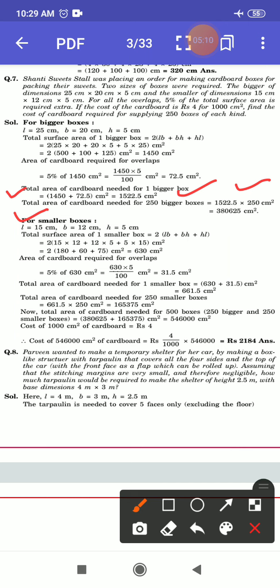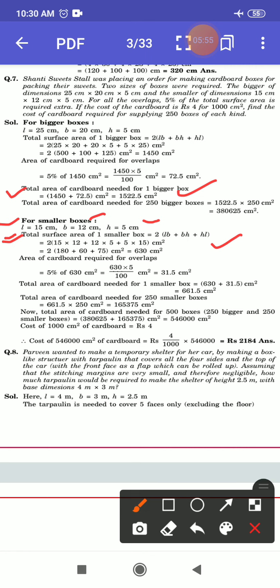Okay, now we have to calculate for the smallest box. You have to calculate these things just like that. I will explain what values you have and how to calculate them. So see this value here. For the smallest box, the length is 15 centimeter, breadth is 12 centimeter, and height is 5 centimeter. Here first of all you have to see that all the dimensions are in the same unit, so you do not have to convert the unit. So the total surface area for one small box is 2 into (LB plus BH plus HL), and put the values of L, B and H.